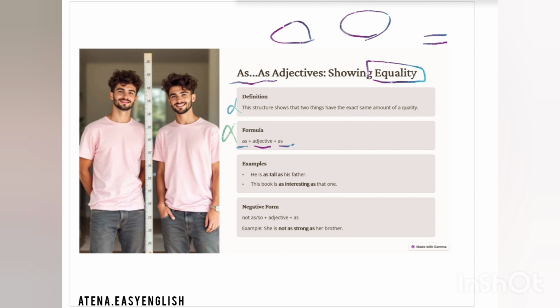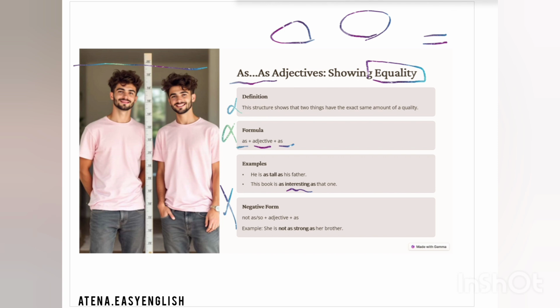Look at examples. He is as tall as his father. Or look at this picture. Here, he is as tall as his brother. It means they are the same. Look at the next example. This book is as interesting as that one. So, this structure is really simple. You just need to put the adjectives between as, and show the equality.